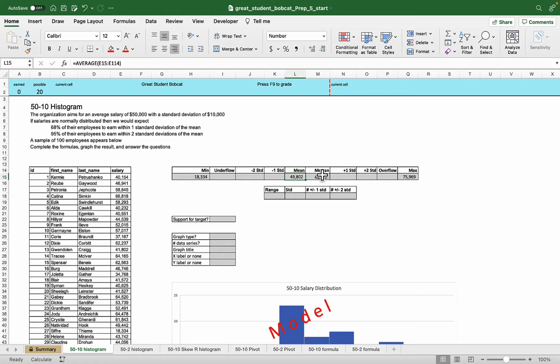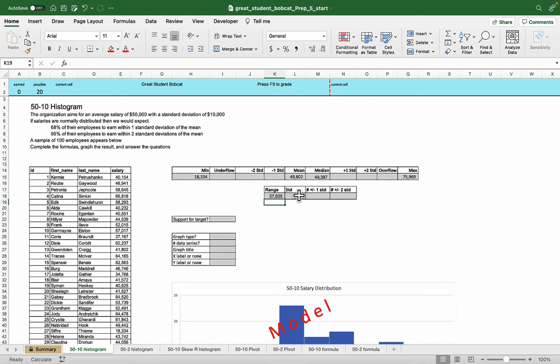Okay, well, now that we got those numbers, now we can drop down here and get the range, because the range is going to be the max minus the min. So equals this maximum value minus this minimum value. There's your range.